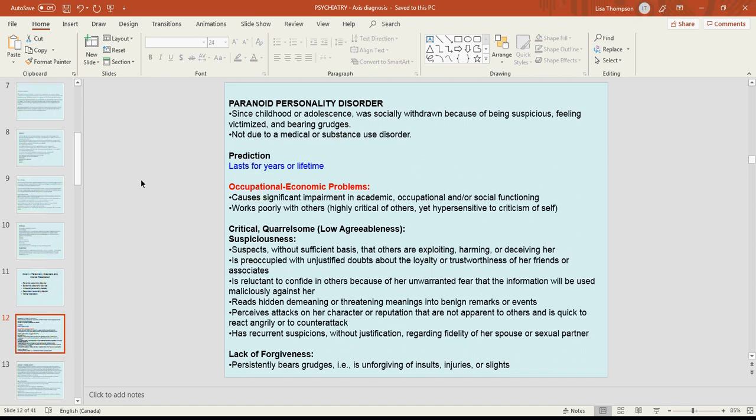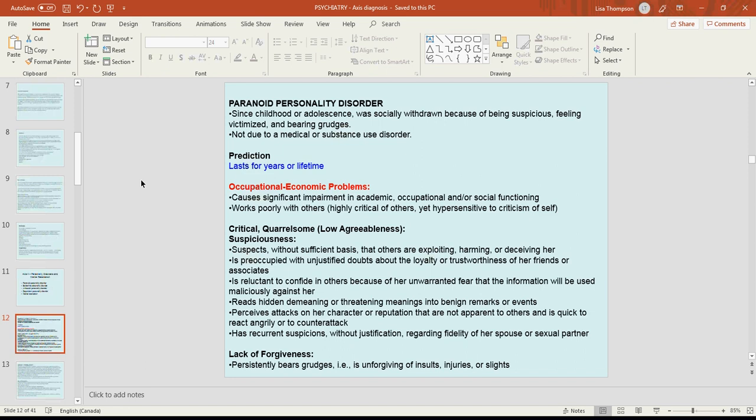Perceives attacks on his or her character or reputation that are not apparent to others and is quick to react angrily or to counterattack. Has recurrent suspicions without justification regarding fidelity of his or her spouse or sexual partner. Lack of forgiveness.